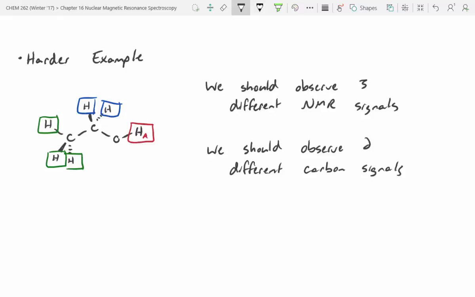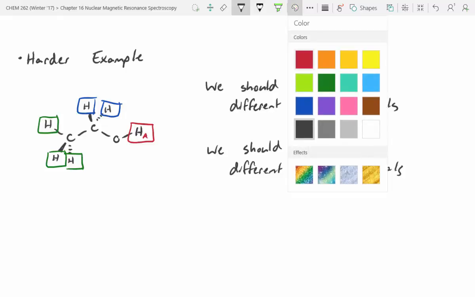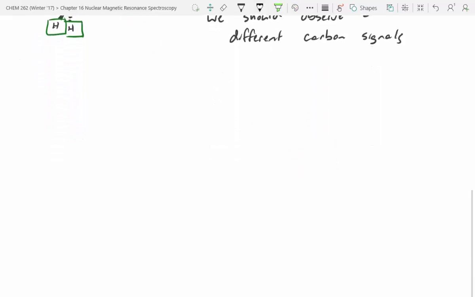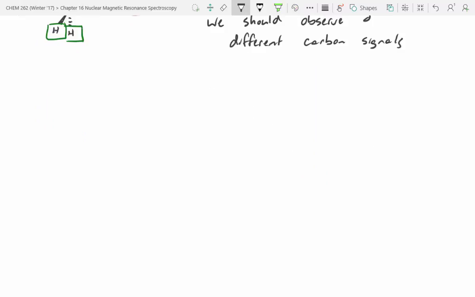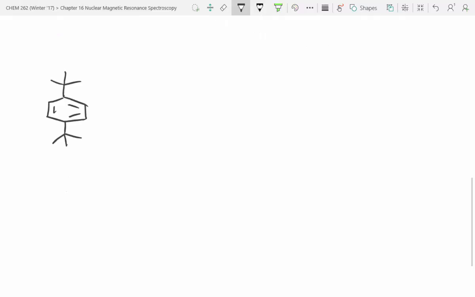All right, so let's try an even harder challenge. I was throwing you guys softballs. And then we'll expand upon this a bit more too. What's the question? How many proton signals should you observe? And how many carbon signals should you observe? And then check with your neighbor.